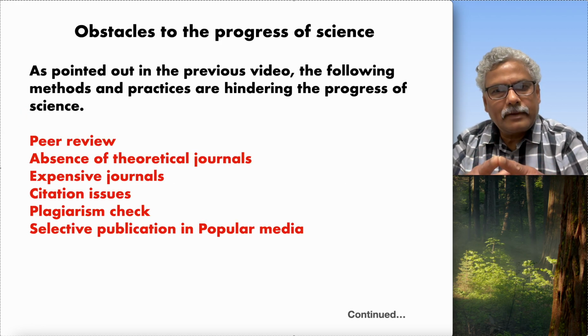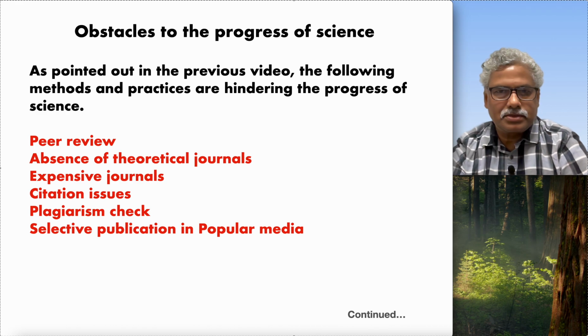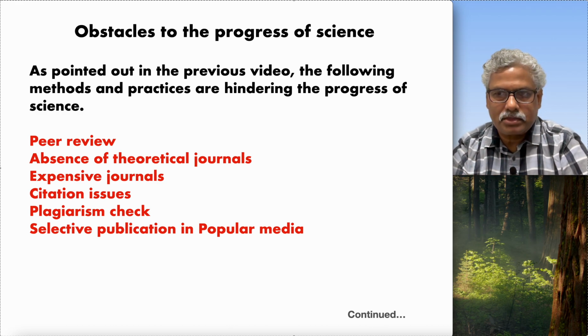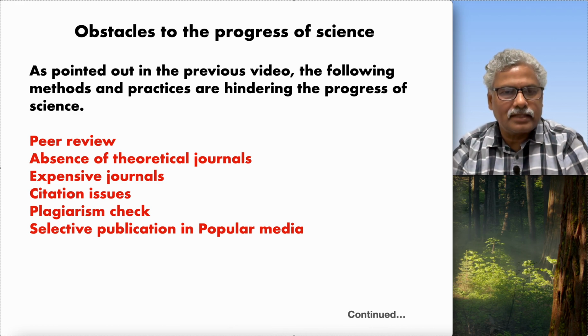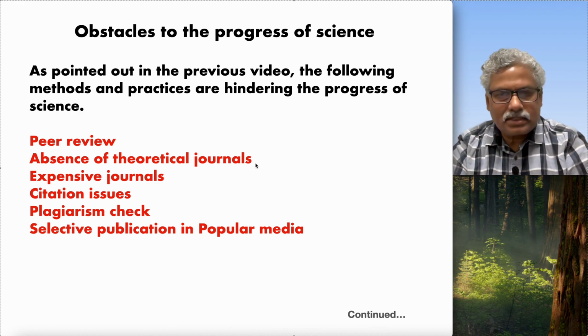So why do we need to build science similar to the constitution? Because there are so many obstacles to the progress of science, as I elaborated in my previous talk, number 8. I mentioned that peer review is one of the main obstacles to the progress of science. You cannot publish anything that easily, each journal has a different citation format, and there is an absence of theoretical journals. Most journals need experimental data, so it's very difficult to publish a theory-based article.